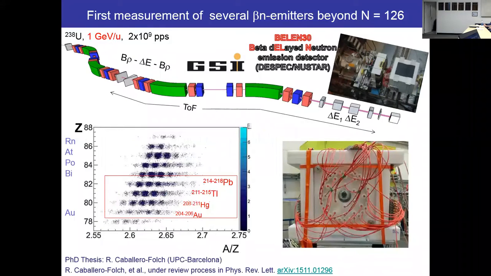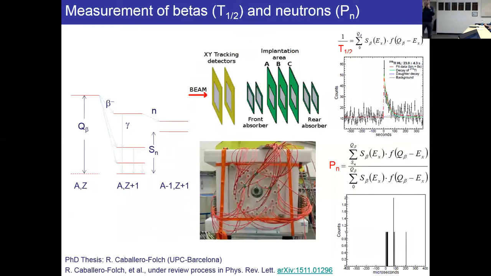Okay, so here you have a particle identification diagram of the nuclei that we were able to produce. In the red rectangle, you have the nuclei that we were able to really measure, to implant in our detection system, which I will explain in the next slide. So basically, we were measuring neutron-rich nuclei of gold, mercury, thallium, and lead. And these nuclei were implanted into a stack of double-sided silicon strip detectors where we could measure both the ion implant and the betas from the beta decay. Now, by doing time correlation between implants and beta decays and selecting one specific isotope, you can determine the beta decay half-lives. This is one example of the half-life determined for thallium-213.